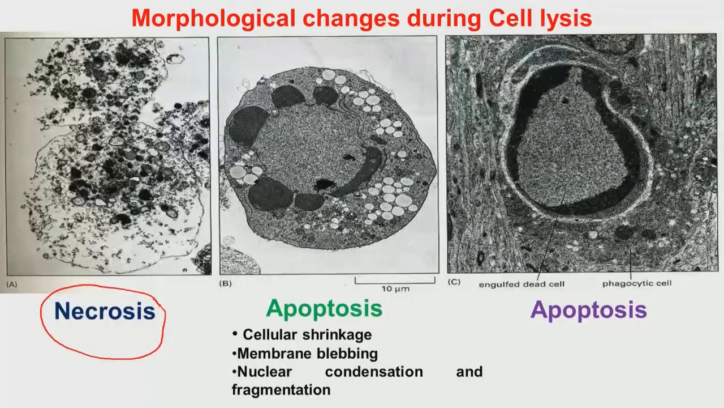In necrosis, you can see all the intracellular substances coming out and the total destruction of the cell. Apoptosis is characterized by cellular shrinkage, membrane blebbing, and nuclear condensation and fragmentation, which you can see here, not that clearly, along with a phagocytic cell engulfing the dead cell.